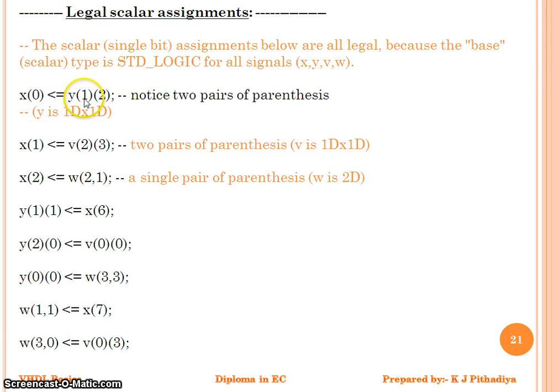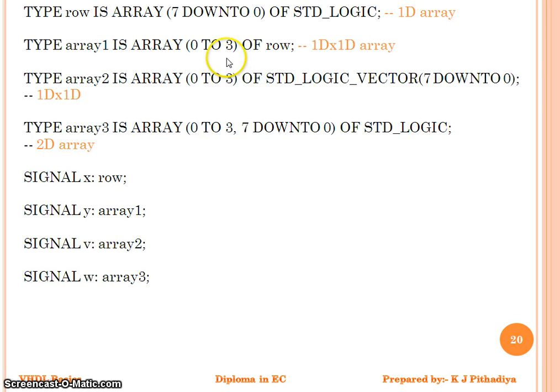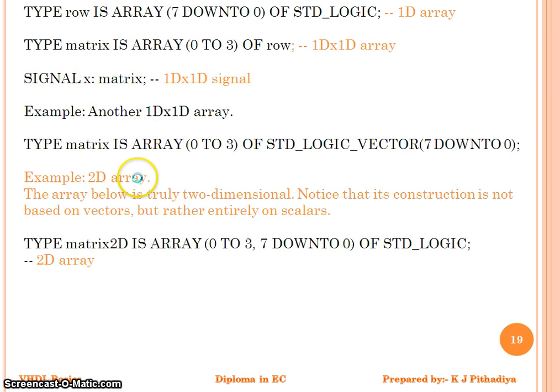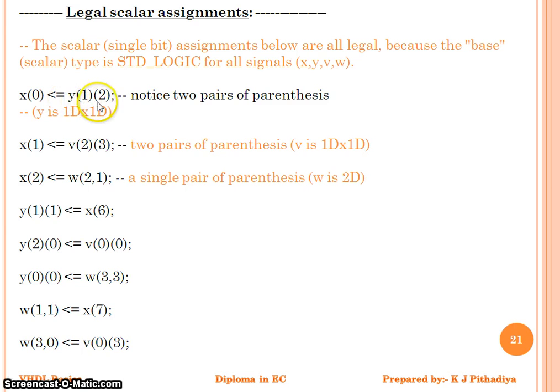We are assigning y of 1, 2. Notice two pairs of parentheses. So y of 1 and 2, where y is array 1, of 1 and 2, that means 0 to 3 and also 7 down to 0. So that is again a bit, a scalar value, that is assigned to one of the values of x, so that's why x of 0. This is one of the legal assignments, same as v of 2, 3.